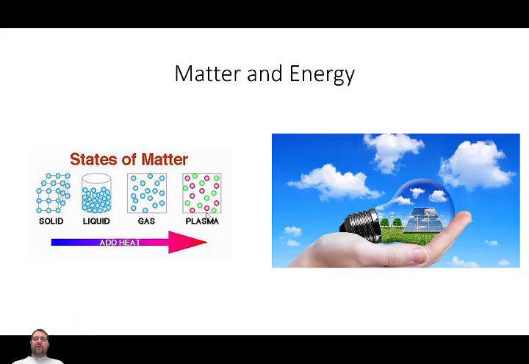Okay, next time we're going to talk about matter and energy. So we're going to put photosynthesis aside for a little bit, and we're going to talk about what it means when we talk about matter. What does it mean when we talk about energy?